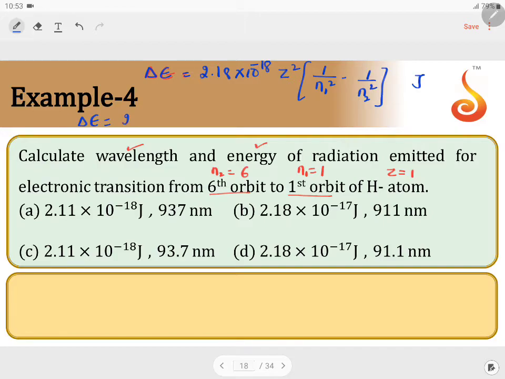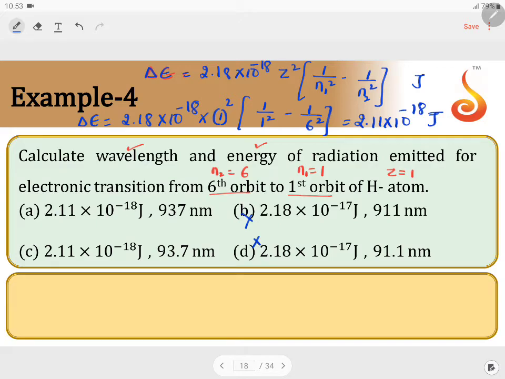Delta E is equal to 2.18 into 10 power minus 18 into Z is 1 square divided by 1 by 1 square minus 1 by 6 square. 6 square is 36. So 36 minus 1 is 35. So 35 by 36 into 2.18. If you can do that, you get 2.11 into 10 power minus 18 joules. That's the energy. So if you can do energy, you can eliminate two options because the order is wrong.